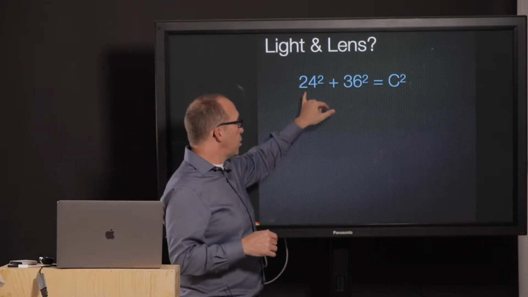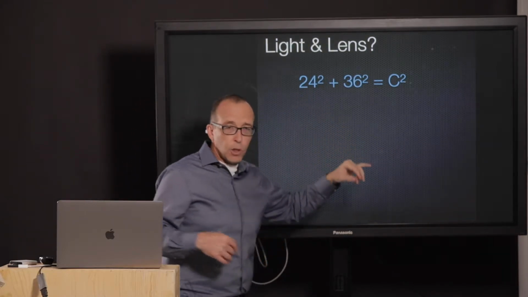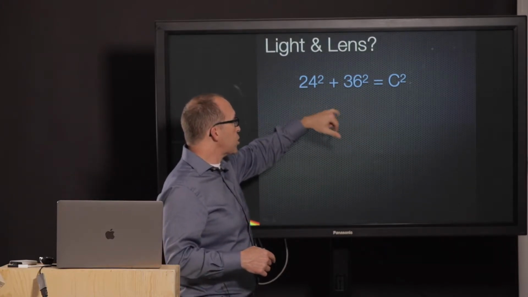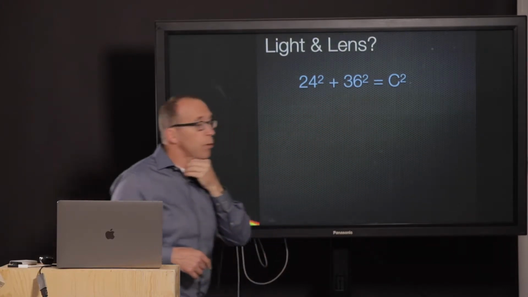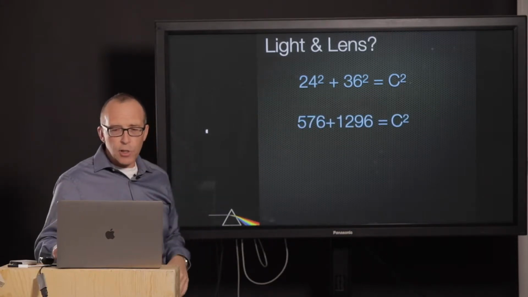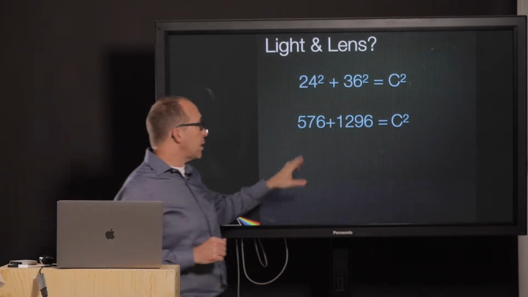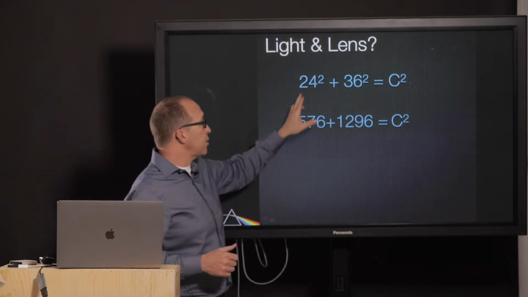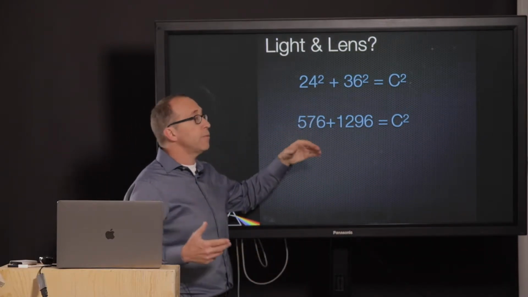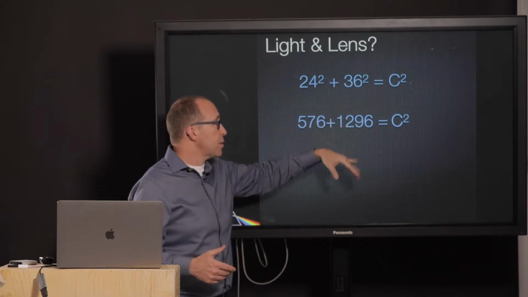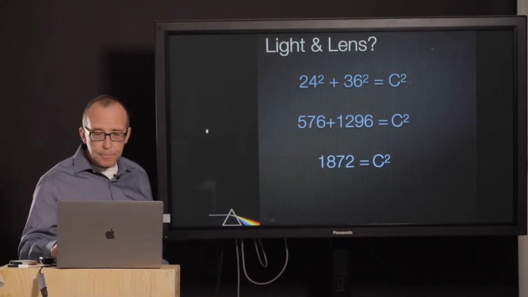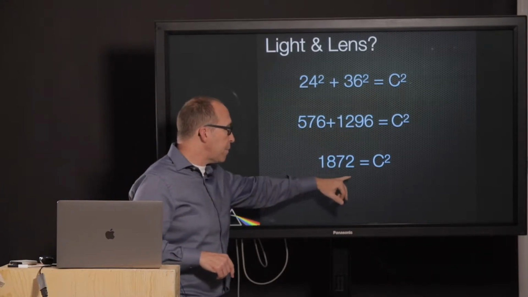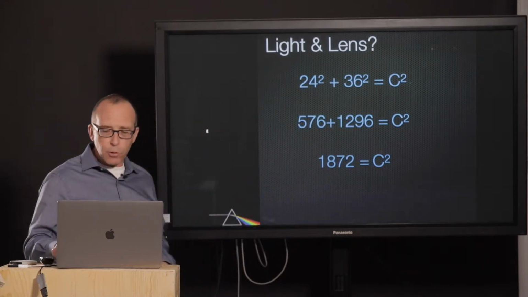We know, if we go back to the formula, that C squared equals A squared plus B squared. So 24 squared plus 36 squared equals C squared. Punch the numbers into the calculator and you're going to get those numbers. And if you don't want to use the calculator, you can just go 24 multiplied by 24, and you'll get that. 36 times 36, and you'll get that. Once you add those two up, you end up with this number, and that number equals C squared.